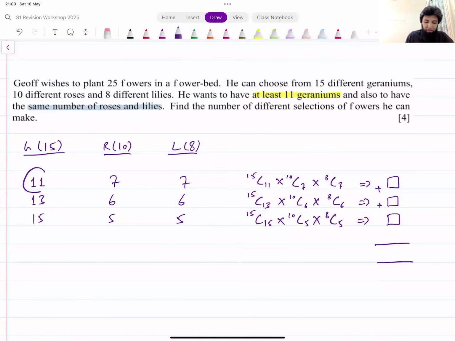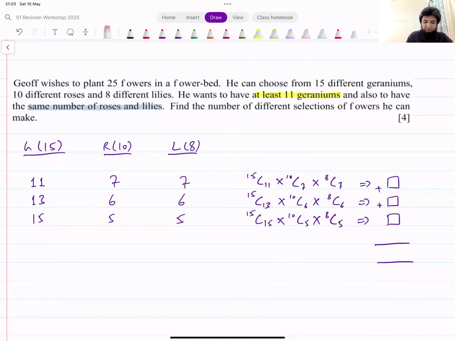So one case is we've got 11 geraniums, and then the number of roses and lilies have to be the same. So the remaining are 14, 25 minus 11, that's 14. So these are 7 and 7, that's one possible case. Another possible case would be that you've got 13 geraniums. 12 is not possible because if we have 12, then the remaining are 13. They cannot be equally divided. We want the same number of roses and lilies. So 12 is not possible. We have 13 geraniums. In that case, the others will be 6 and 6. With 15, the others will be 5 and 5.